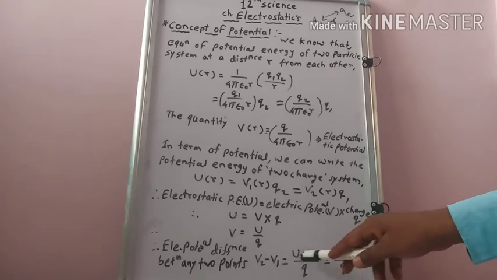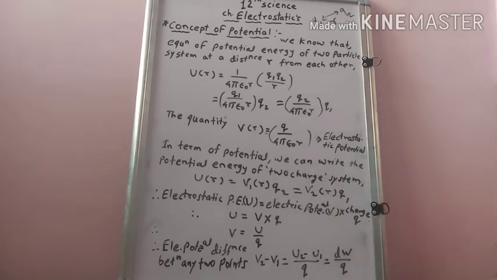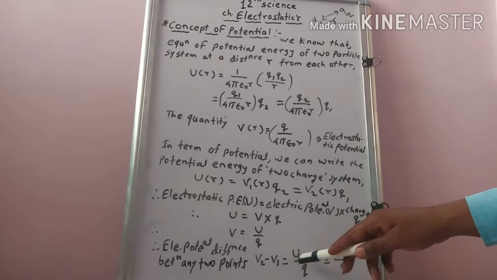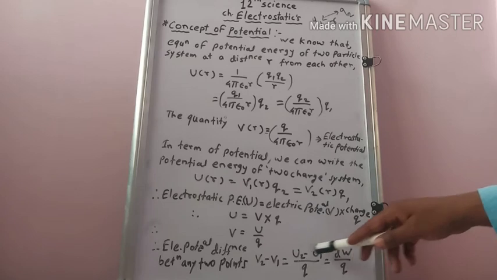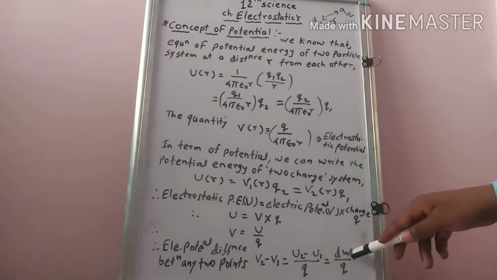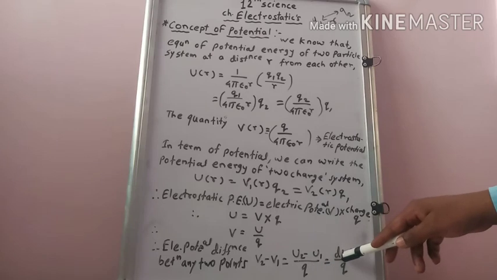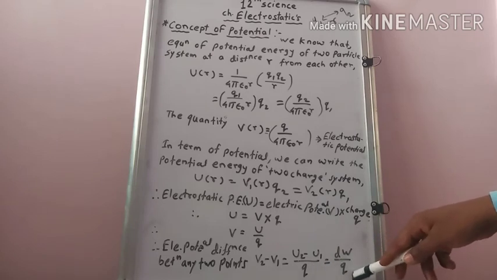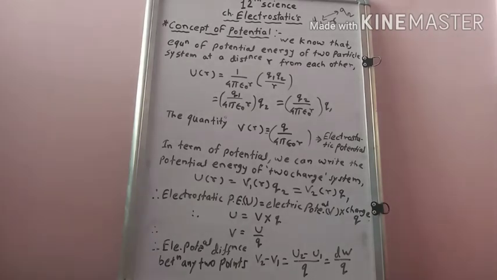What is U2 and U1? U2 is the potential energy at the second point, and U1 is the potential energy at the first point. Then this is the change in electrostatic potential energy, and we know that change in potential energy means work done. Therefore we can write E is equal to dW upon Q, where dW is the work done or change in potential energy.